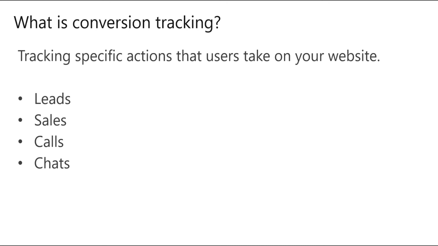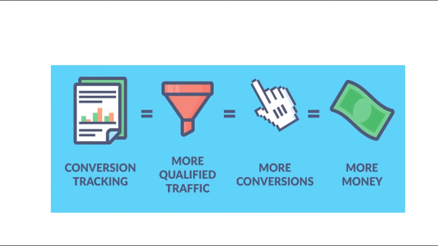It is tracking specific actions that users are taking on your website, whether they are filling out leads, buying from your e-commerce site, clicking on the phone number to give you a call, or chatting with a customer service agent. All of these are specific actions that people are taking on your website, and conversion tracking is tracking these actions once someone clicks on an ad and then comes to your website.